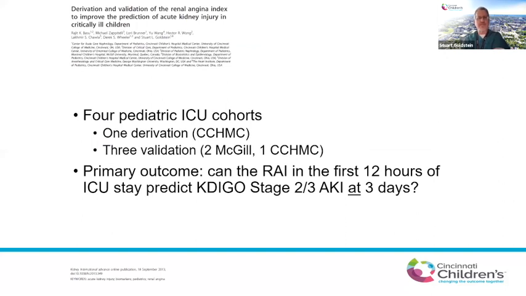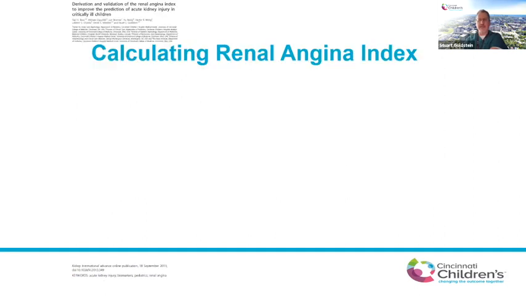And so we studied this in children first. We had a derivation cohort at Cincinnati Children's and then 3 validation cohorts. And the primary outcome was, could what we called the renal angina index in the first 12 hours of ICU stay predict KDIGO stage 2 or 3 at 3 days? Not by 3 days, but was it persistent? Did these patients develop AKI that was persistent at 3 days, or do they have AKI in admission that was still persistent at 3 days?